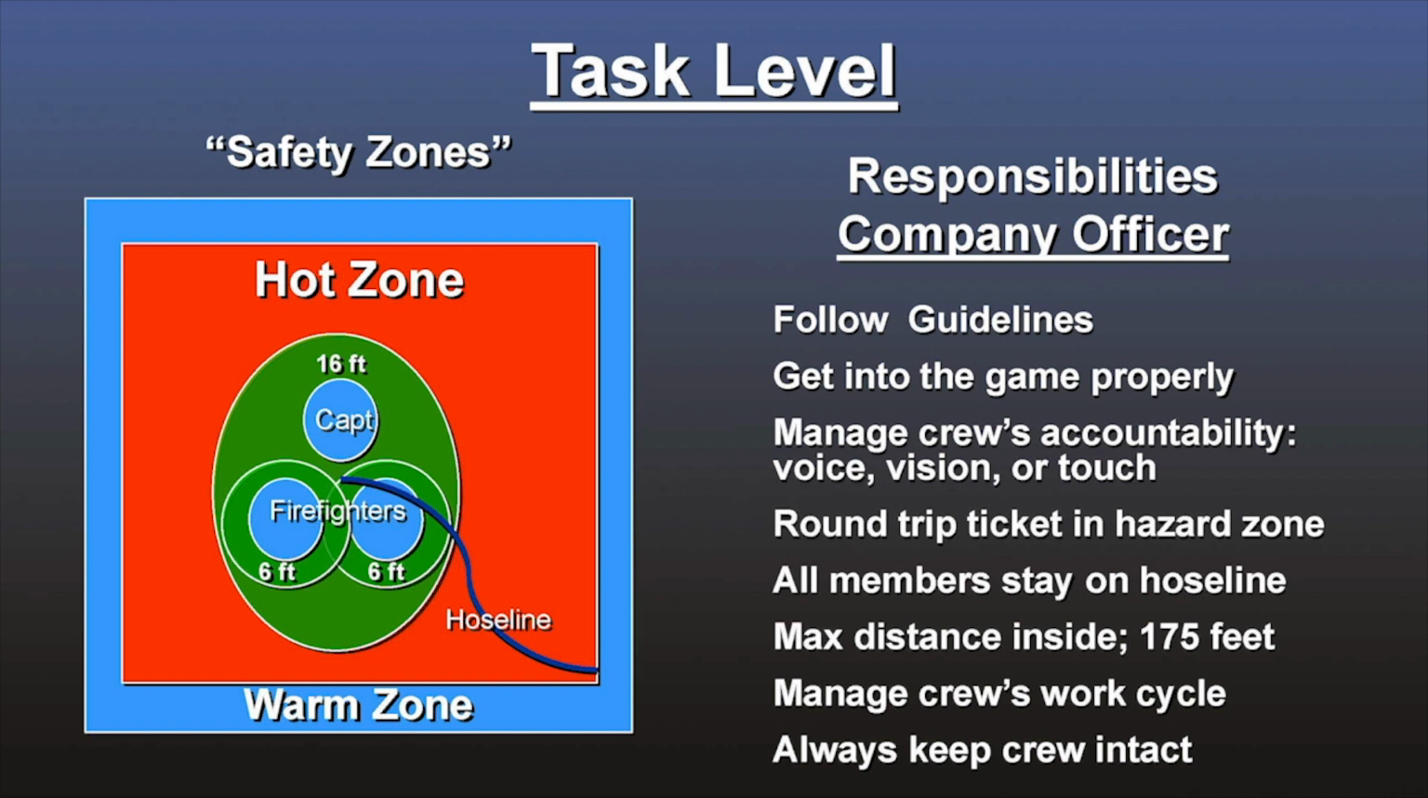Now, the company officer responsibilities are listed on the right-hand side. The company officer has the responsibility of ensuring that their crew follows the guidelines, that they were put into the game properly, that they manage the crew's accountability using voice, vision, or touch, that they have a round-trip ticket both into and out of the hazard zone, that all members are staying on the hose line, that they only advance that hose line a max distance of roughly 175 feet. That's based on a 200-foot crosslay with a 25-foot offset. That they're managing their crew's work rest cycle, and that they are always keeping their crew intact, maintaining continuity.